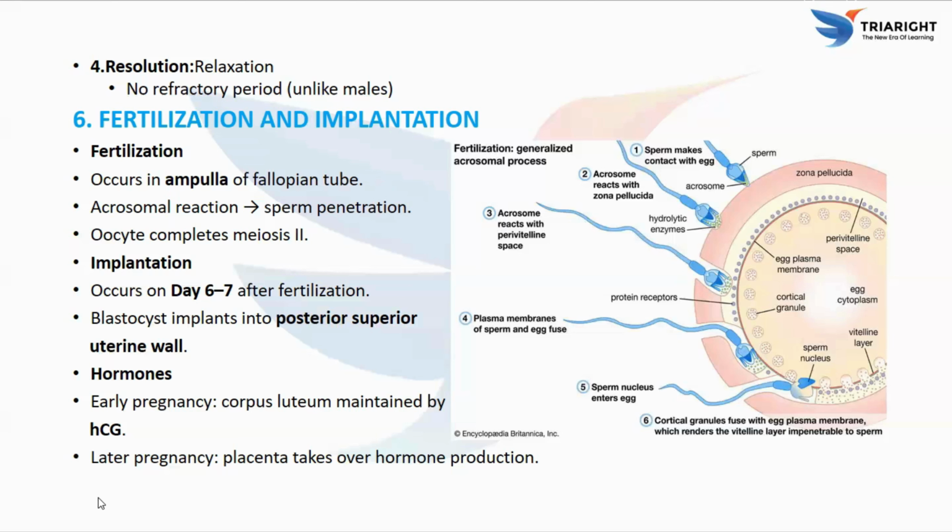So what hormones are released in early and late pregnancy? In early pregnancy, HCG, human chorionic gonadotropin hormone, is released by the trophoblast. HCG keeps the corpus luteum alive. So this corpus luteum produces progesterone as well as estrogen. Without HCG, menstruation would occur. In late pregnancy, the placenta takes over hormone production. So it becomes the main source of progesterone, estrogen, HPL and other hormones.